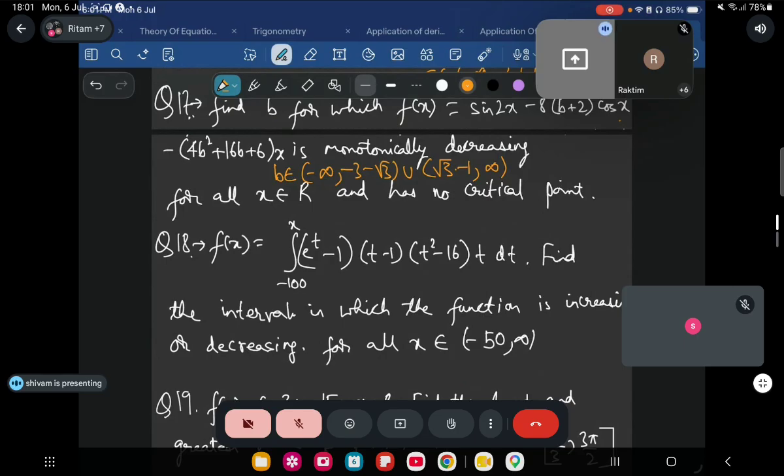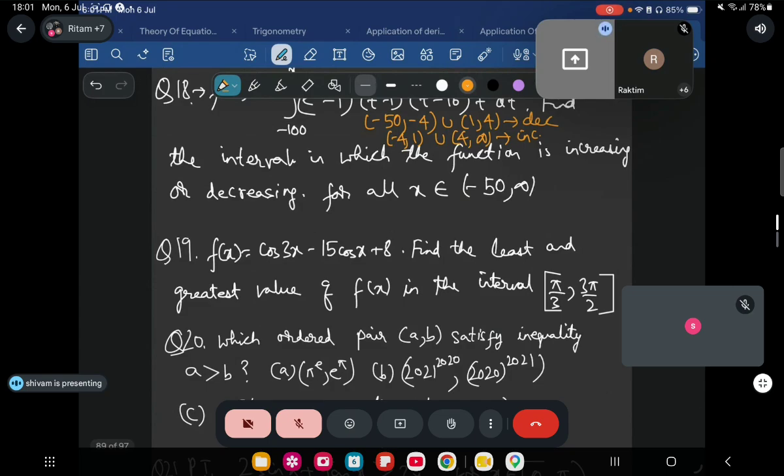Next one I'm writing the answer. Decreasing in minus infinity comma minus 4 union 1 comma 4. In this range it is decreasing, and minus 4 comma 1 union 4 comma infinity, it is increasing. Anyone having any doubt, you can ask me. Next one, the range is minus half comma 22, so least value is minus half, maximum value is 22.